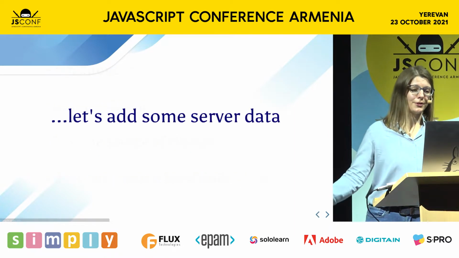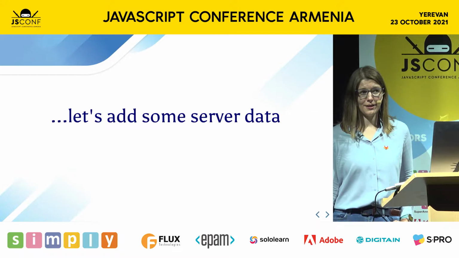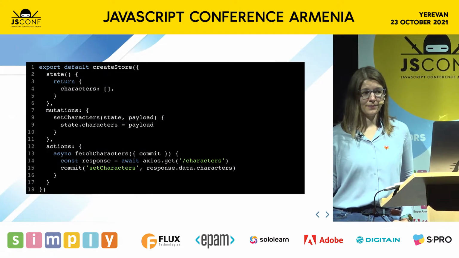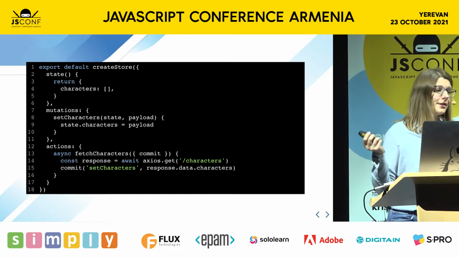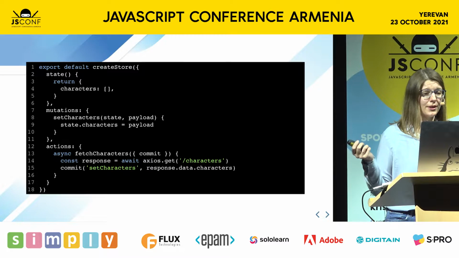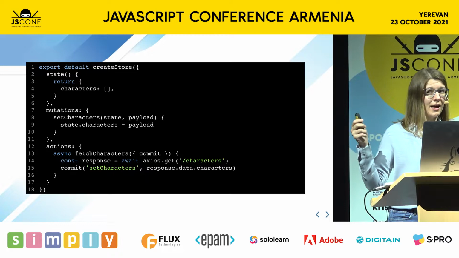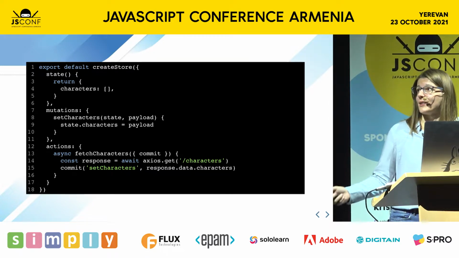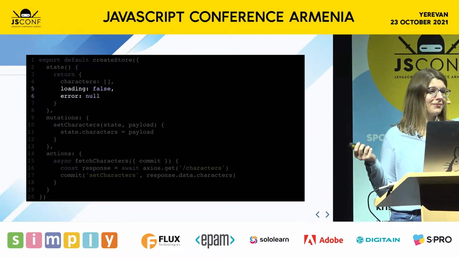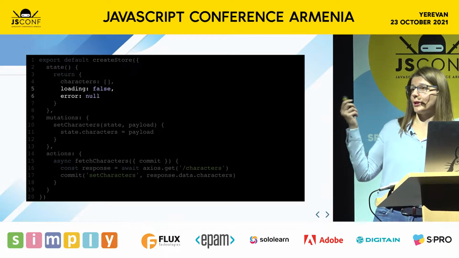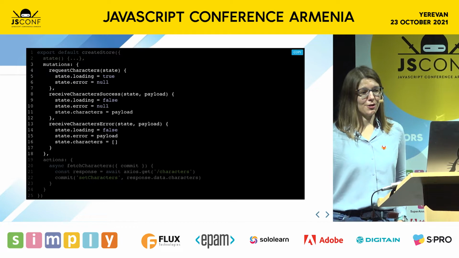Now let's get to the fun part. Let's add some server data, which happens in any real-life front-end application you're using. Still simple if we do it like this. We have some characters, an array, we want to fetch it from the server, and we have an asynchronous action that fetches characters, we have a mutation to state, but there is a problem that your UX won't be the best. You need, of course, a loading state and some kind of error state, because what if your request is failing? And this creates a chain of changes.